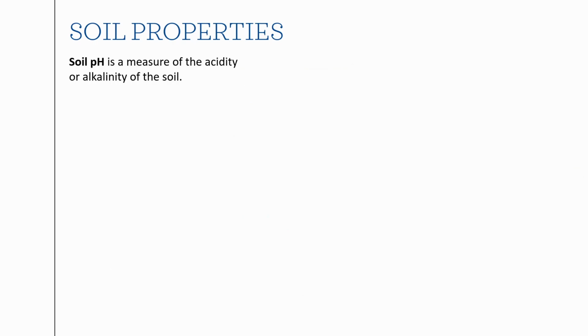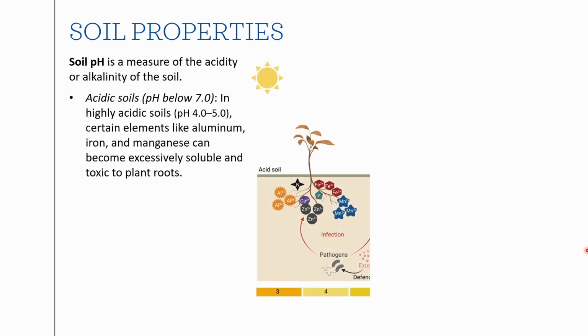Soil pH also affects the availability of nutrients for the plants. If the soil is too acidic, if its pH is below 5, all of a sudden certain elements become so abundant that they can be toxic. So things like aluminum, iron, and manganese, basically they become extra soluble when the pH goes down to these levels of below 5.